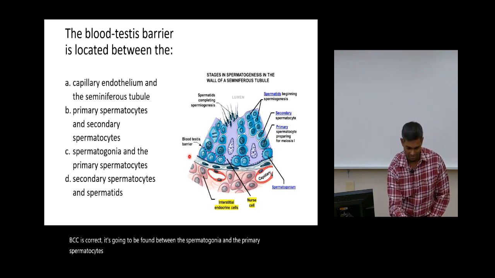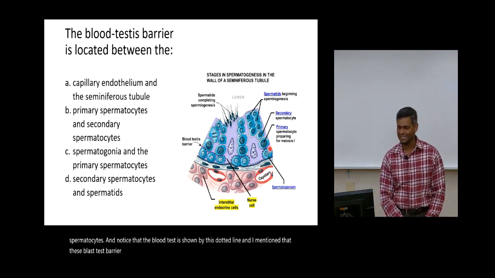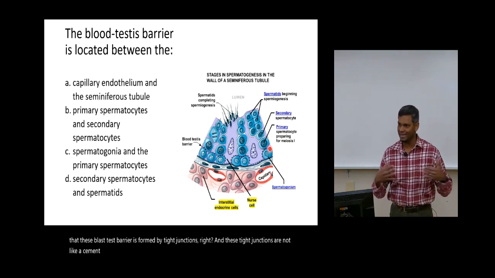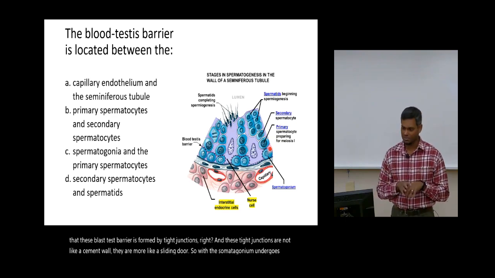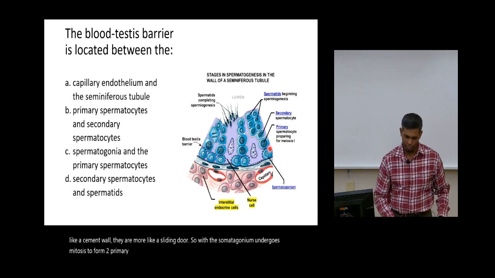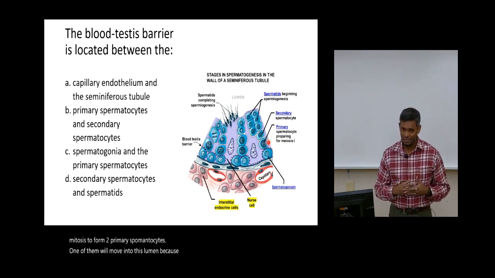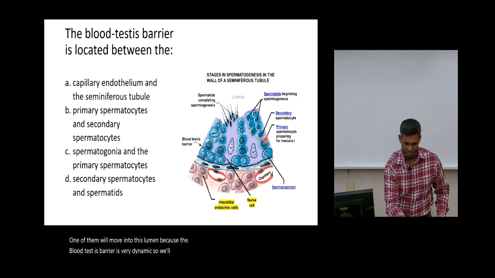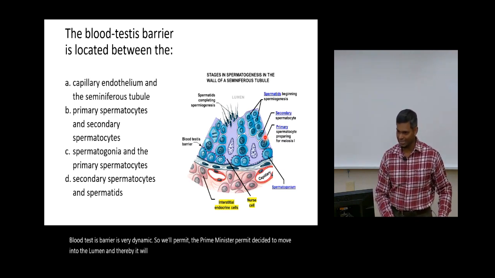And notice that the blood testis barrier is shown by this dotted line. And I mentioned that this blood testis barrier is formed by tight junctions, right? And these tight junctions are not like a cement wall, they're more like a sliding door, right? So when the spermatogonia undergoes mitosis to form two primary spermatocytes, one of them will move into this lumen because the blood testis barrier is very dynamic, so it will permit the primary spermatocyte to move into the lumen, and thereby it will start moving into the next stage of development.